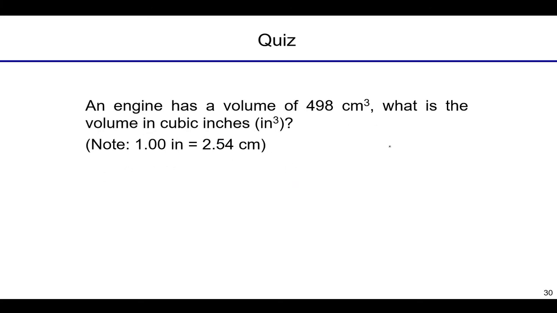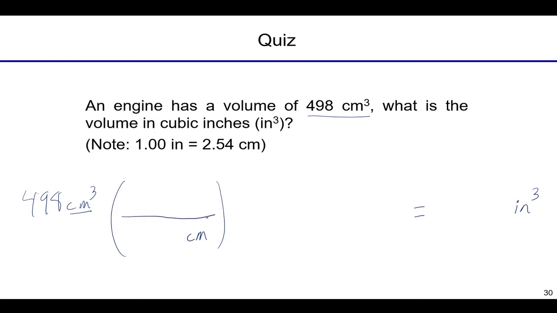So according to the method that I have patented, trademarked, etc., what is the volume in cubic inches? So that's what we want, inches cubed. The information I'm given is 498 cubic centimeters. What is the volume in cubic inches? So I know whatever unit is right here, I'm going to write it down here.